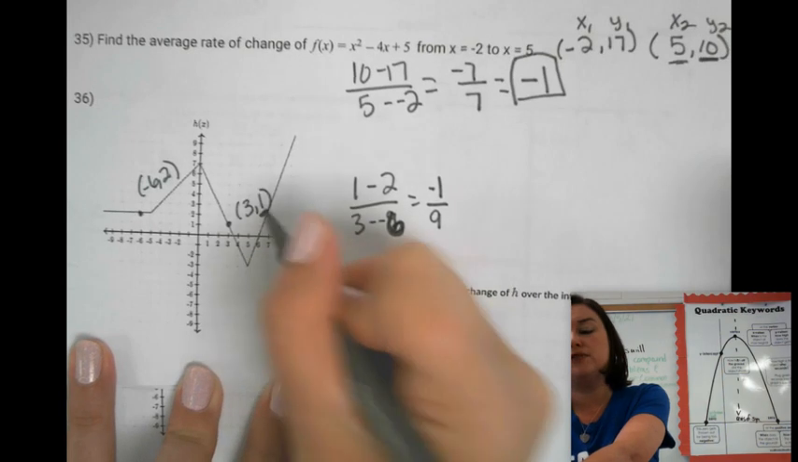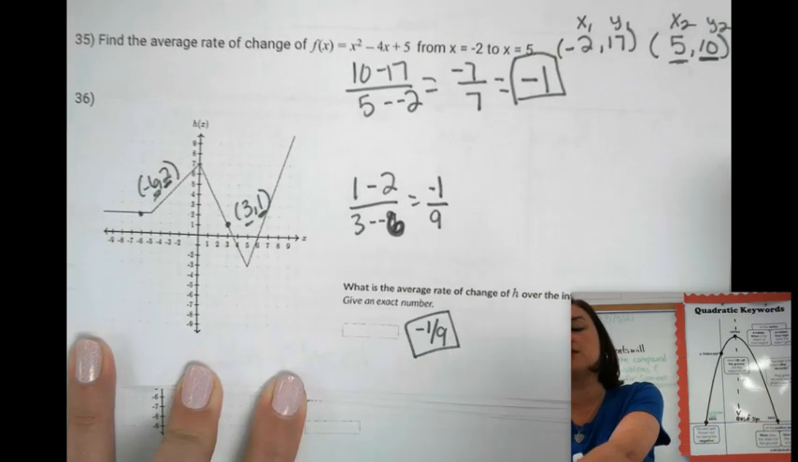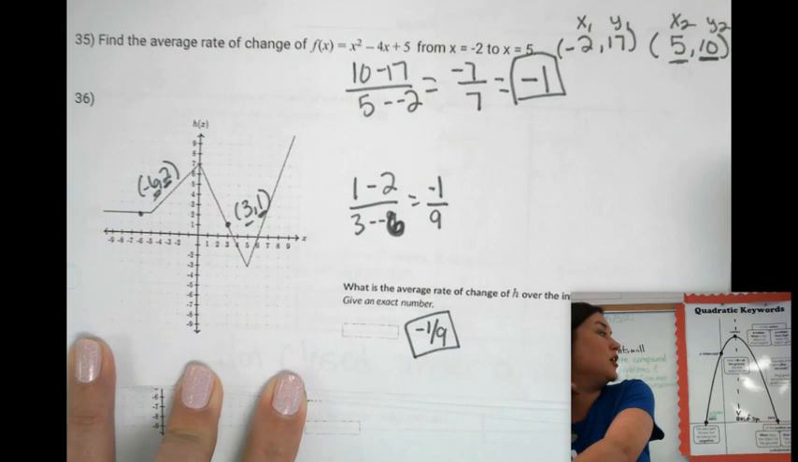One is the y value, 2 is the y value, so I subtracted them. 3 minus -6. All right, so turn to the back page. There's one more thing I want to show you. It'll be the last thing we do today.